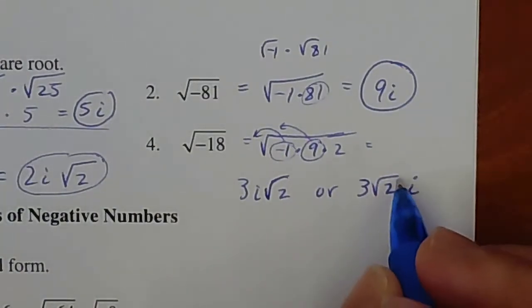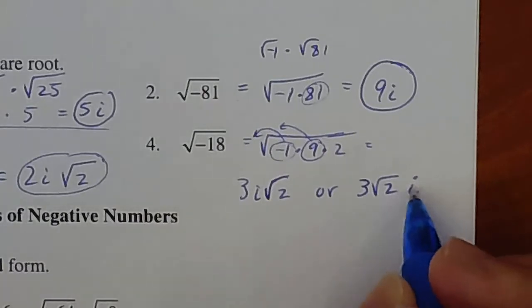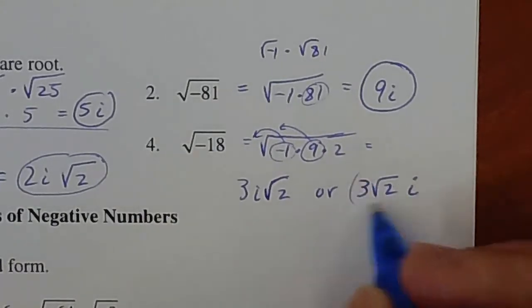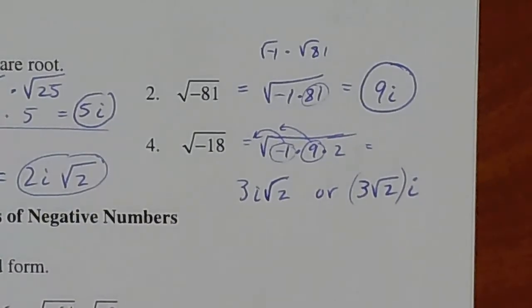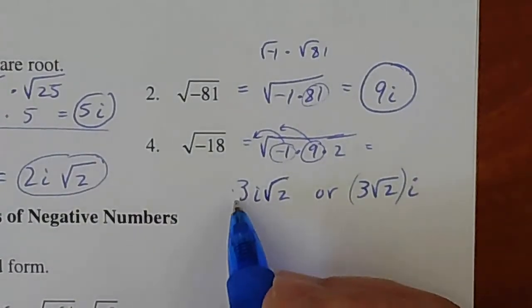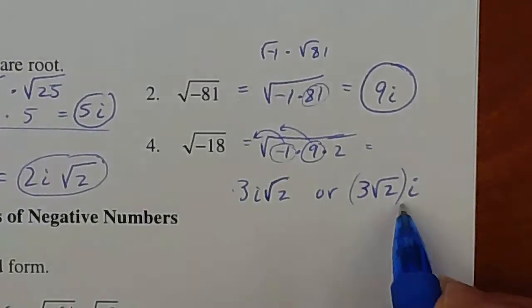So if you do this, just make sure you're careful with that. You could even put parentheses around this if you want to. 3 square root of 2i like that. All right, so I don't care which one. Just obviously it's a product of 3 things, so you could rearrange it. It still works.